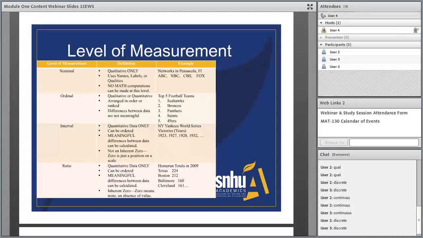Okay, so now levels of measurement. This is the table that's in your book, and it gives you all sorts of information about what these levels of measurement are. I'm going to skip this table and go to a series of questions that you can ask yourself in terms of figuring out the level of measurement of a variable.